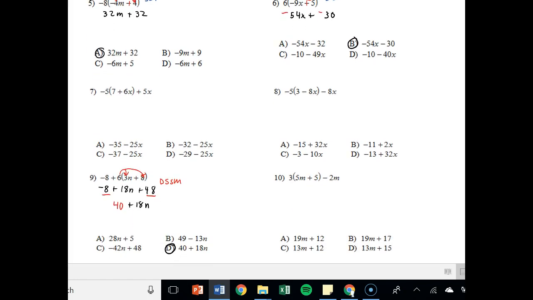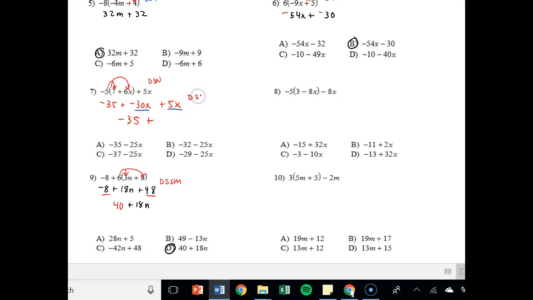All right, let's do number 7 together. First I'm going to distribute, and I only distribute to the terms inside the parentheses. So I have negative 5 times 7, that's DSN, right? That's negative 35. And then a negative 5 times a positive 6, again DSN, so that's plus negative 30x. Again, it's negative because there's only one negative. And then I just drop down my plus 5x. Now I need to find like terms, which are negative 30x and 5x. Negative 35 is not a like term because it does not have a variable. So I have negative 35 plus a negative 30x plus 5x.